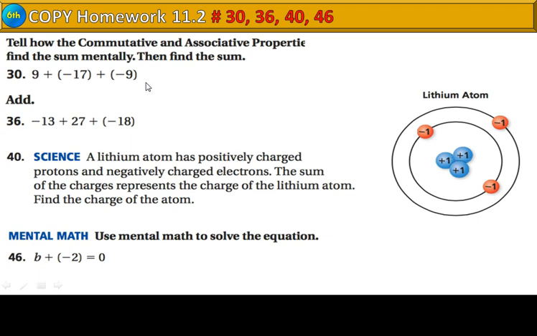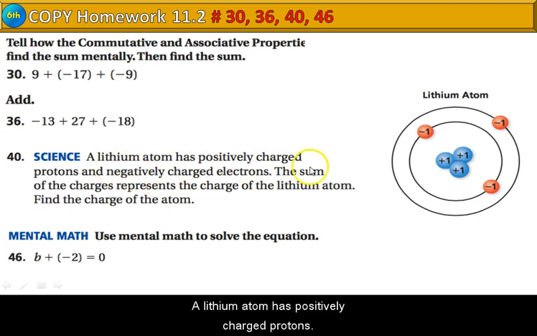What will happen? Do you see any rules we can use with some of these numbers? Do you notice anything special? Let's continue with number 36. Negative 13 plus 27 plus negative 18. What will we get? Question 40 uses the diagram of the lithium atom.